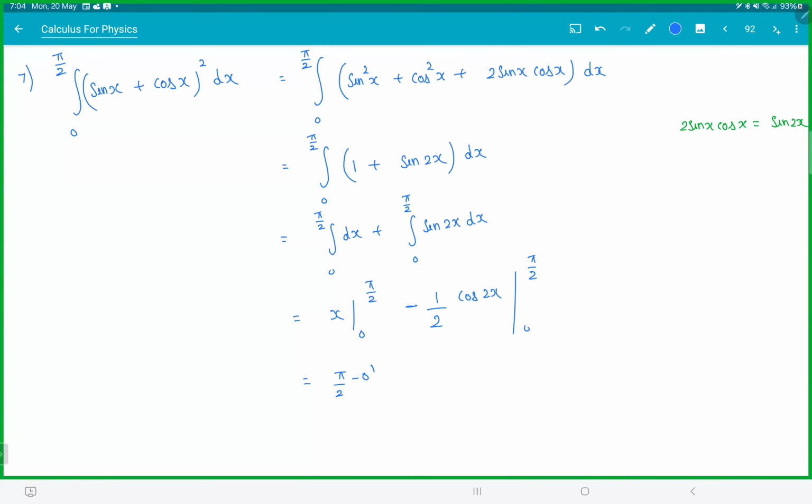This is pi by 2 minus 0. Minus half cos 2x gives cos pi minus cos 0. This is pi by 2 minus half, and this is minus 1. That is minus 1, that is minus 2. So pi by 2 plus 1. Check. Yeah, right, Devansh. You got an answer. Shashwat, you got it. Arush, you got it.